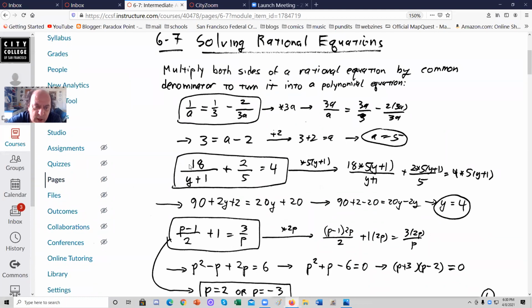Or how about this? 18 over y plus 1, plus 2 over 5, equals 4. This equation has denominators y plus 1 and 5, so we multiply throughout by their product. And 18 times 5(y plus 1) over y plus 1, plus twice 5(y plus 1) over 5, equals 4 times 5(y plus 1). After a bit of simplifying, you get 90 plus 2y plus 2 equals 20y plus 20. After we transpose the 2y to the right and the 20 to the left, 90 plus 2 minus 20 equals 20y minus 2y. And then after a bunch of steps, which I'm skipping here, you get y equals 4.